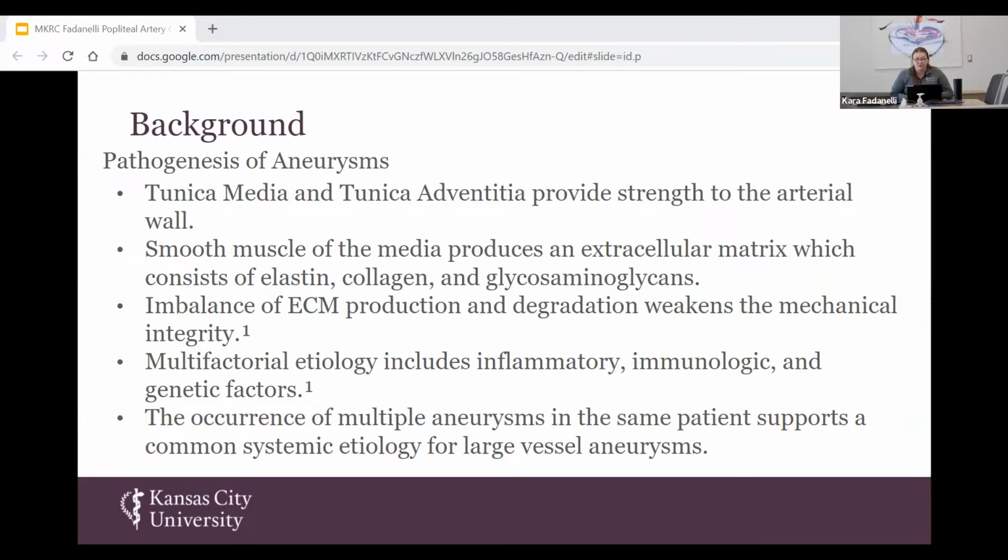Specifically for the inflammatory response, the reactive oxygen species and the metalloproteinases are going to be degrading the elastin and collagen components. Additionally, when we have a patient who has multiple aneurysms, that does support a common systemic etiology, especially when it involves the large vessels.